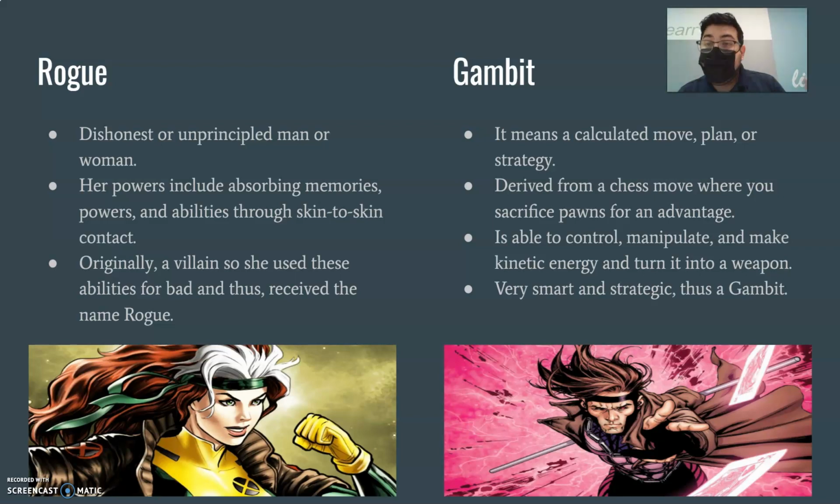He uses his powers to think quick, to understand his opponents, and strategize. And so he can throw cards and he knows exactly what to do when he needs it. So he's very strategic in his attacks. And that's how he got the name Gambit.